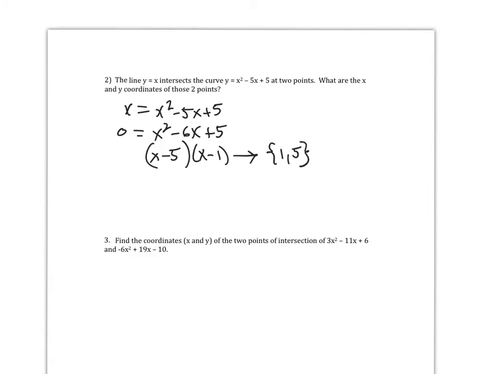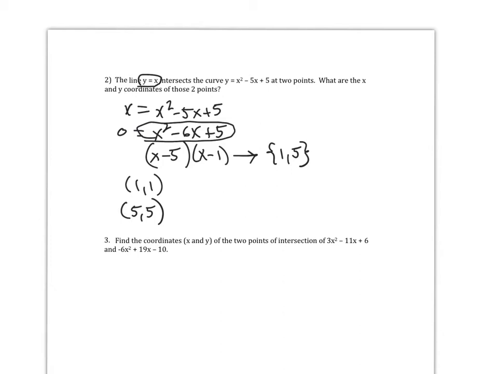When I plug 1 in to either of my two original equations, and obviously the easier one is y is equal to x, that's going to give me the points 1, 1, and 5, 5. We don't want to plug it into this one because all that's going to do is give us a value of 0, which is how this whole thing got set up in the first place.